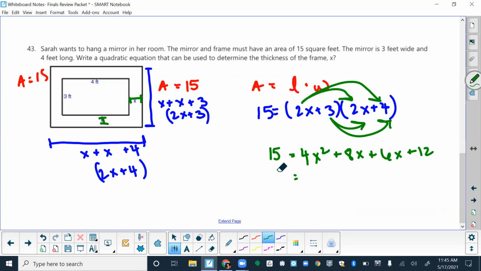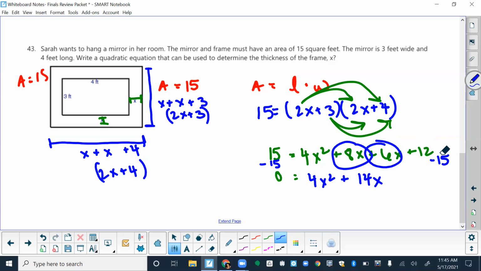All right, I'm going to move the 15 first before I combine the like terms, because that's what we usually do to solve quadratics. So I'm going to move the 15, set it equal to 0, and then we have to combine like terms. So I have 4X squared, and combining these like terms, 6X plus 8X is 14X, and then 12 plus negative 15 is negative 3. And this right here matches one of the answer choices.